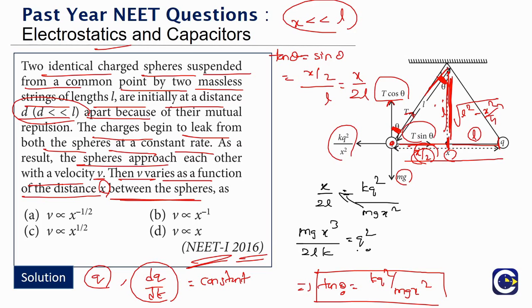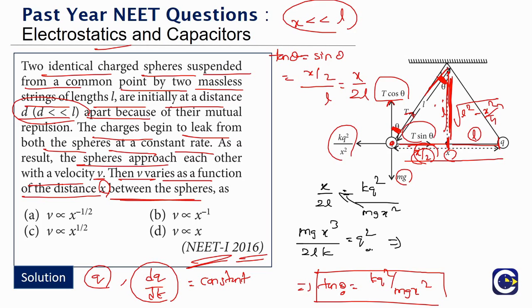Now the q is changing with respect to time, and so is the x value. Other things are constant. M is a constant, G is a constant, L is a constant, K is a constant. K is the Coulomb's constant. Only the x and q values are changing. So let us differentiate on both sides with respect to time.